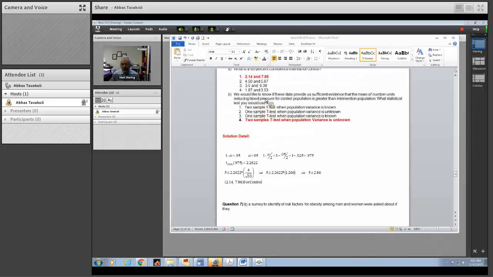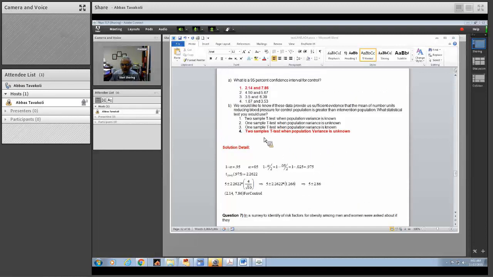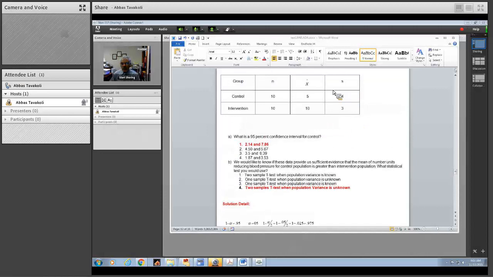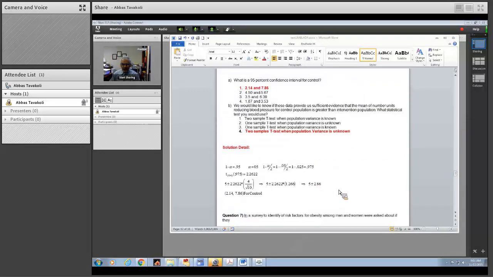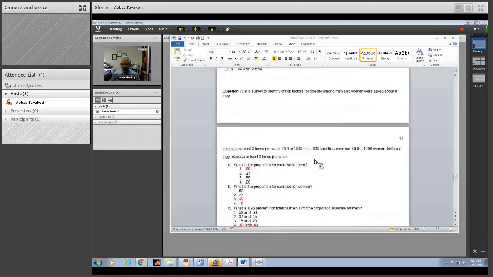We would like to know if this data provide us sufficient evidence that the mean number of units reducing blood pressure for control is greater than intervention. What statistical test would you use? Because we have information about the sample, first of all, you have 2 samples, so you know you have to use 2 samples. Now choosing known variance or unknown variance, because we don't know the sigma or population variance, then you use variance is unknown. 4 is the correct answer.